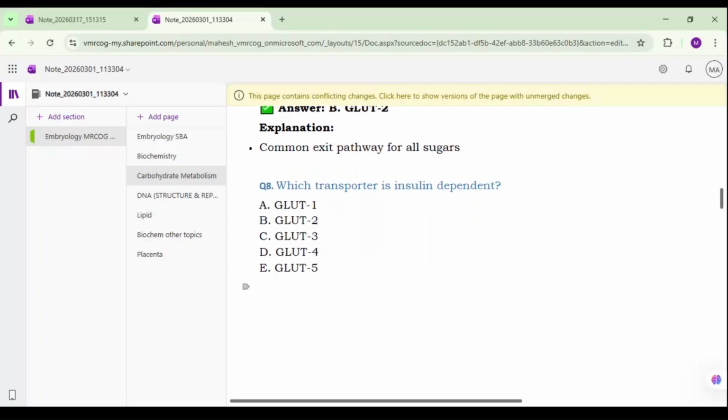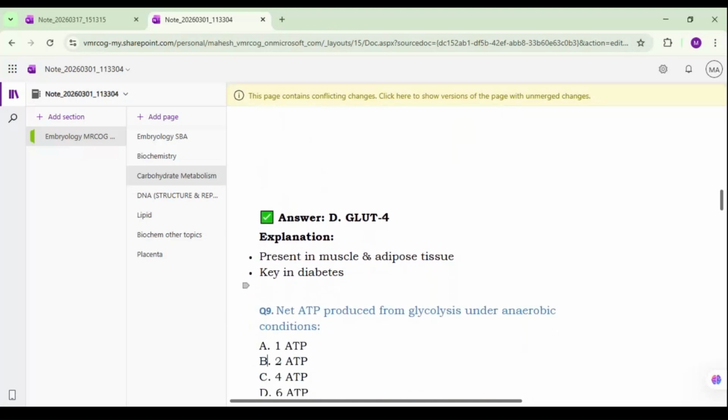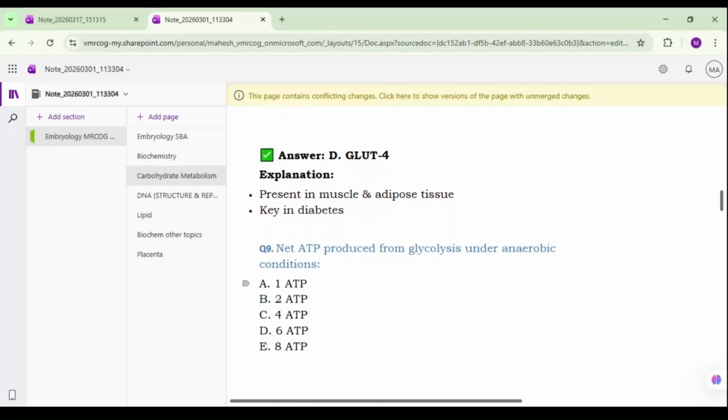Then which transporter is insulin dependent? Option B, GLUT2? No. GLUT1 is for brain and RBC. GLUT2 is for pancreatic cells and liver cells. GLUT4 is present in the muscle and adipose tissue, and it is the insulin dependent one.